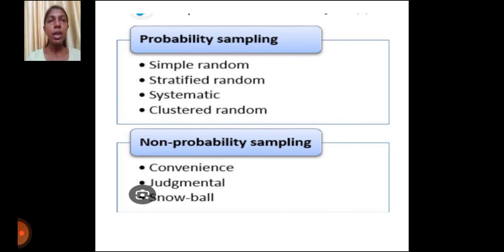In sampling, we have two methods: probability sampling and non-probability sampling. In probability sampling, we have simple random, stratified random, systematic random, and cluster random. In non-probability sampling, we have some types like convenience, judgment, and snowball.